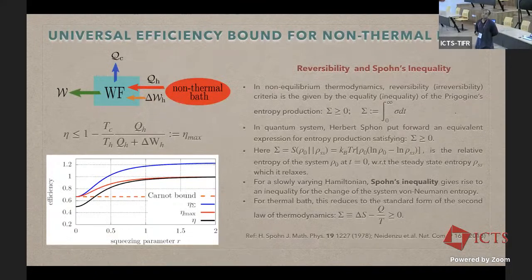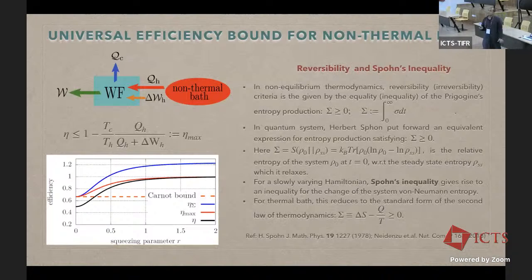And here, what has been done is essentially what I discussed at the very beginning, this entropy production, because reversibility and irreversibility are essentially given by this entropy production, which is the time integrated version of this in non-equilibrium classical thermodynamics. The equality corresponds to reversible, the inequality corresponds to irreversible processes.